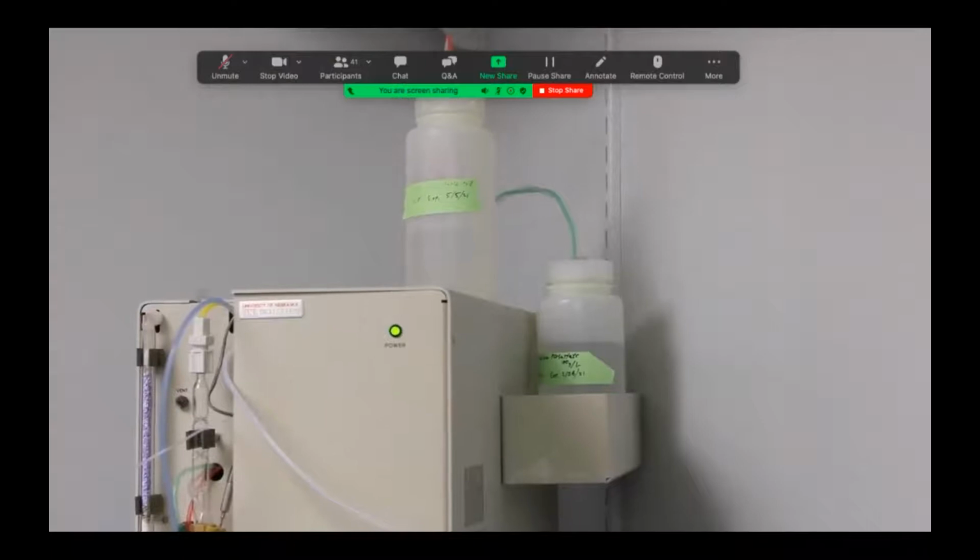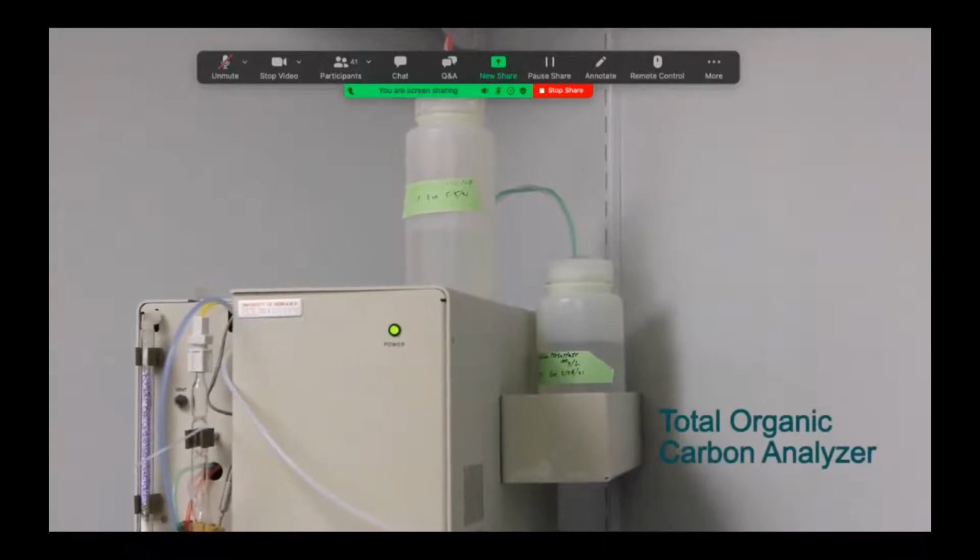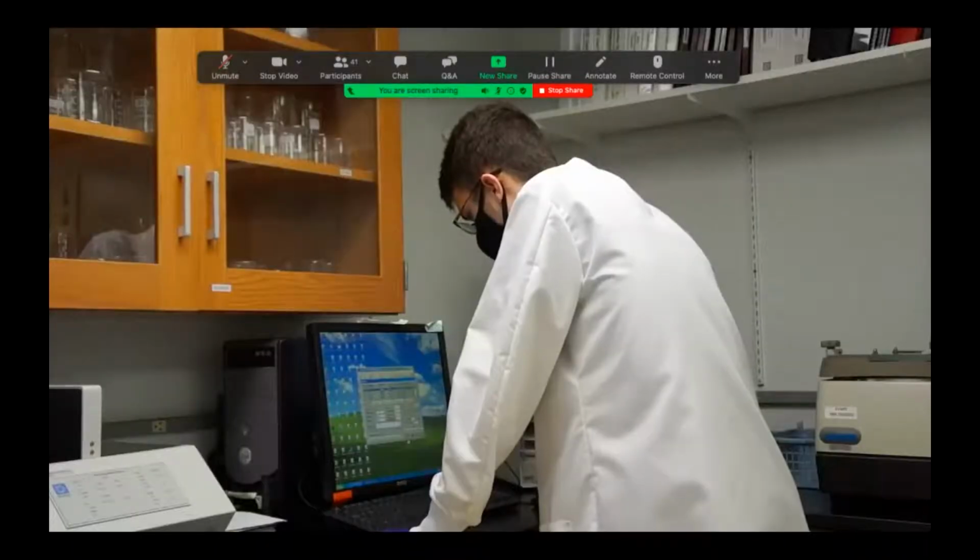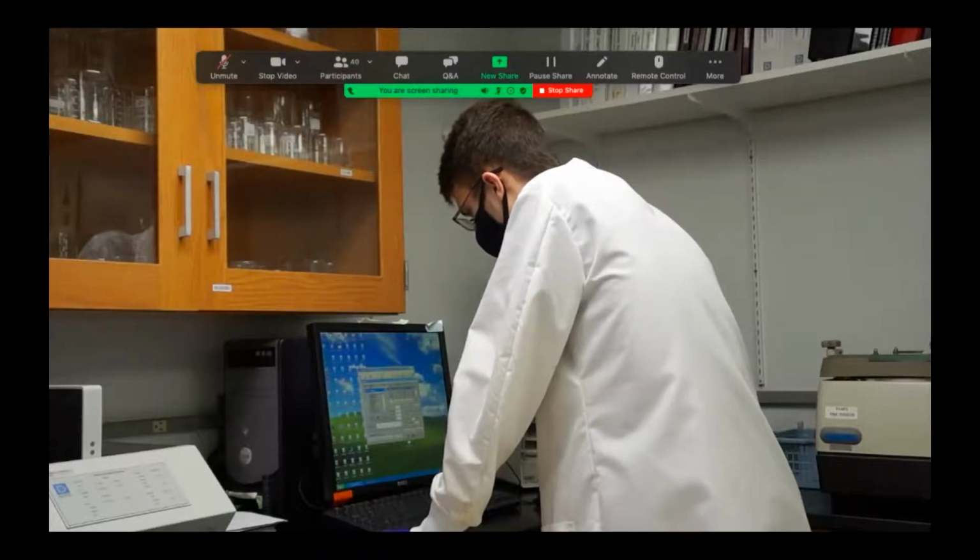This is the organic carbon analyzer, used for measuring total and dissolved organic carbon in water by the persulfate oxidation method. The organic carbon in the acidified sample is oxidized to carbon dioxide and measured by the infrared detector. Organic carbon concentration is a good way to measure water purity and safety.